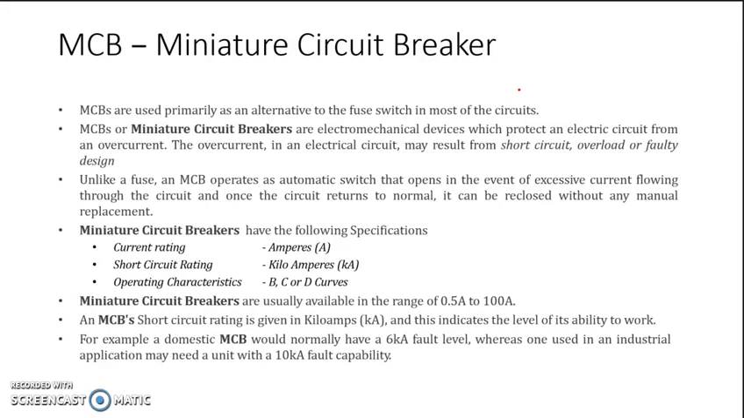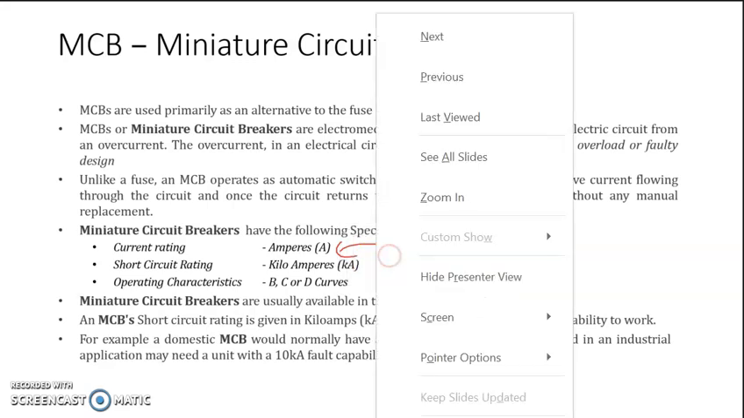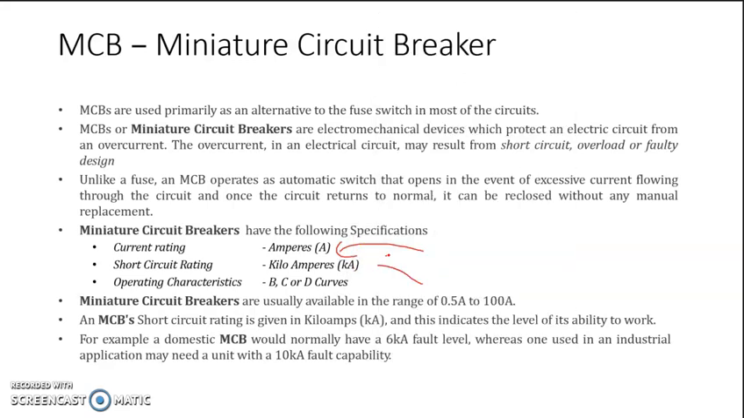Basically there are two ratings. One is the current rating, in amperes, which is the maximum current with which it can work, and the short circuit rating, which is the amount of short circuit current that can flow through an MCB under a fault condition. Depending upon the operating characteristics, miniature circuit breakers are divided into B, C or D type. These miniature circuit breakers are available in the range of 0.5 ampere to 100 amperes.